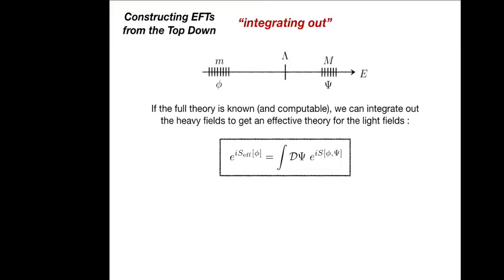And so if the full theory is known and if it's computable, so if it's a weakly coupled theory, for example, then we can in principle integrate out these heavy fields explicitly, which means that we can do the path integral in two steps. We can first do an integral over all of the heavy modes and the high frequency, and strictly speaking also I should be integrating over the high frequency components of the light fields. So that after this first integration, I get an effective action just for the light fields, and then I can do a second path integration over the light fields to compute correlation functions and things like that. Okay?